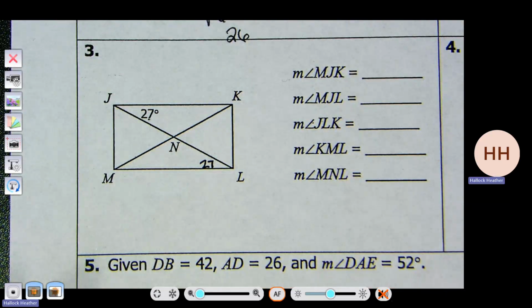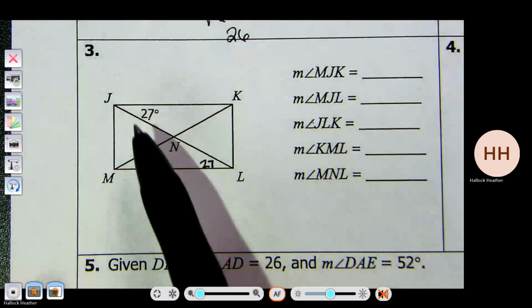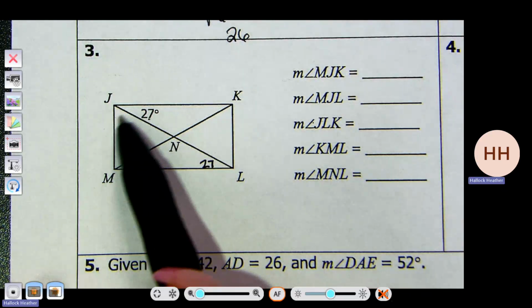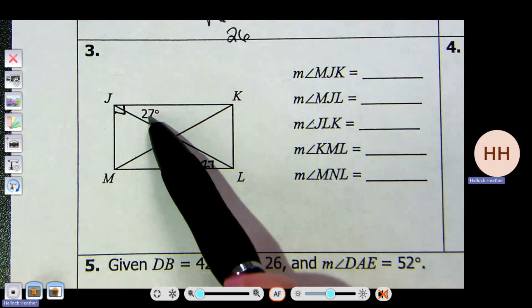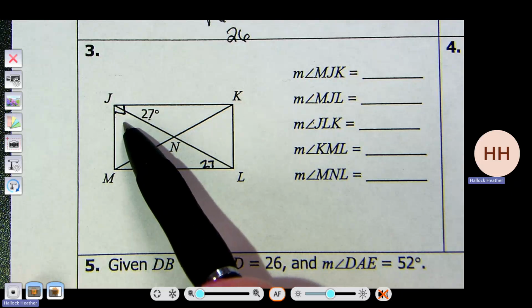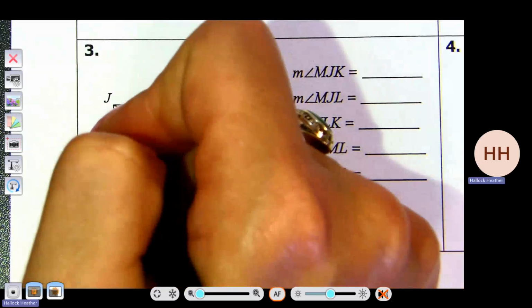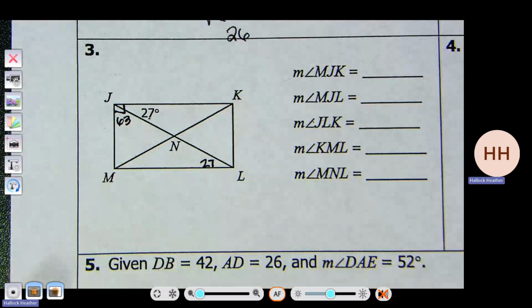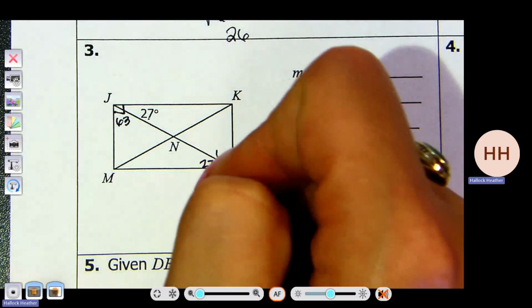Now, how do I find what's next to 27? Not 180, 90, because each corner represents a right angle, which is 90 degrees. So if this is 27, 27 plus what makes 90 if you subtract them? What is it? 63. 63 can then also jump across, right? 63 can also go here.